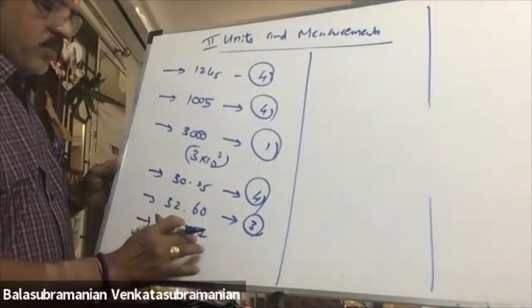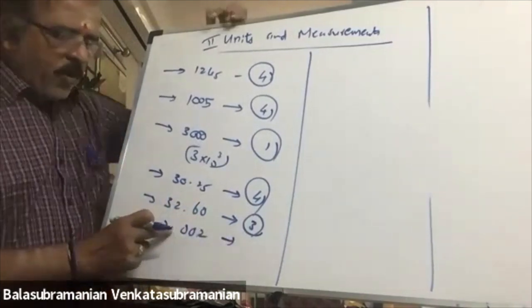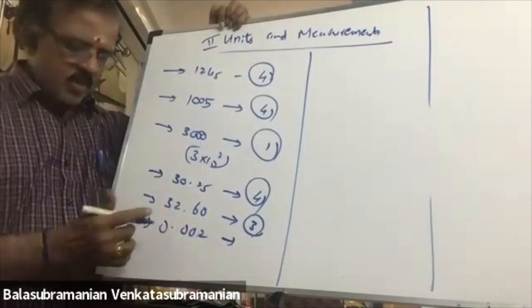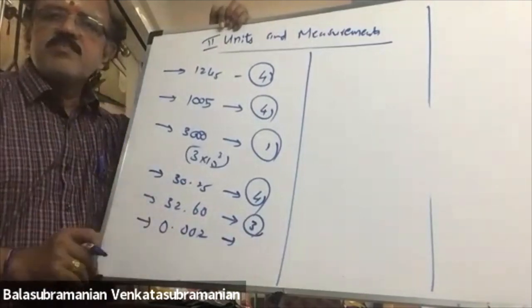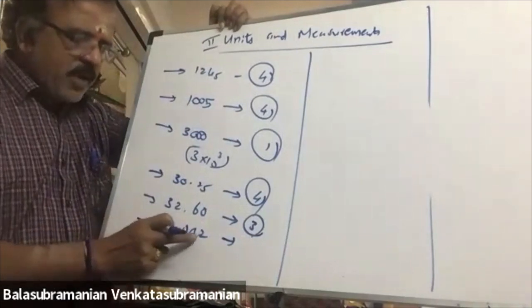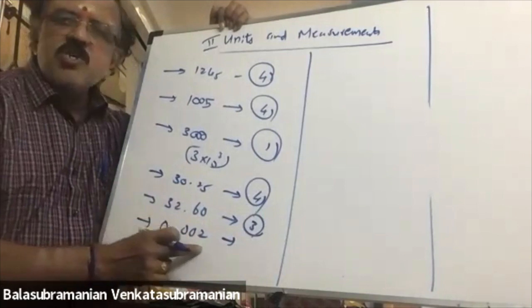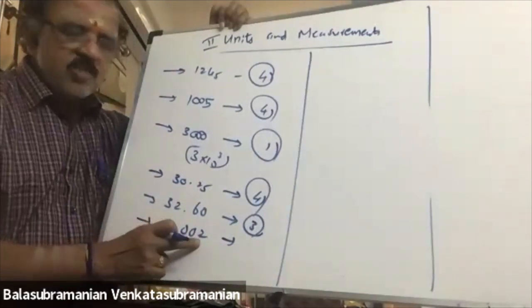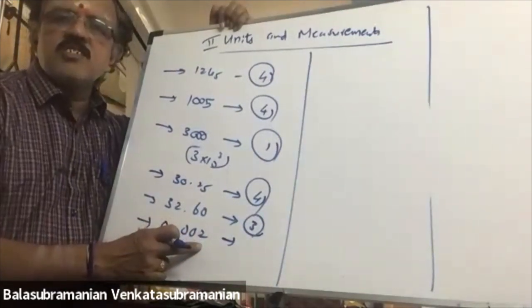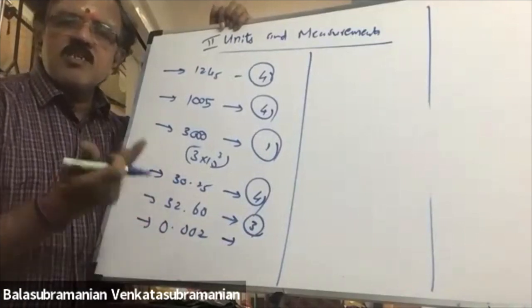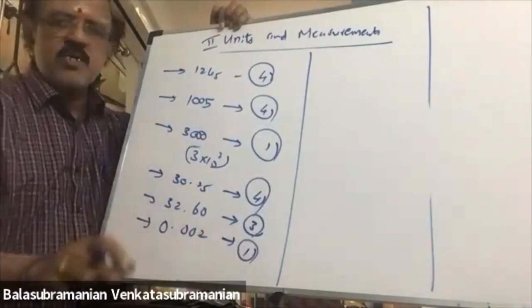0.002. Before the decimal point, you have a 0, not significant. After the decimal point, you have zeros before the non-zero digits. 2 is a non-zero digit. Before that, the zeros are not significant. So the number of meaningful digits is 1.